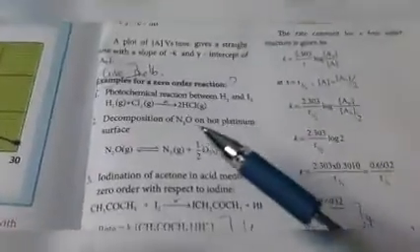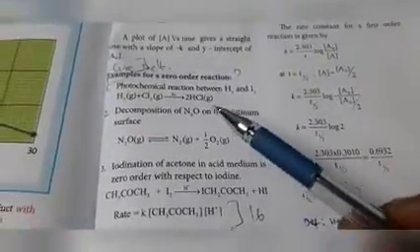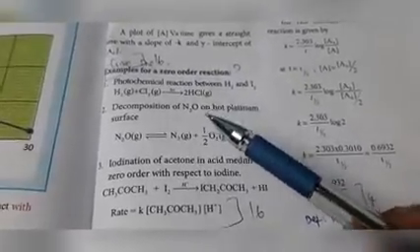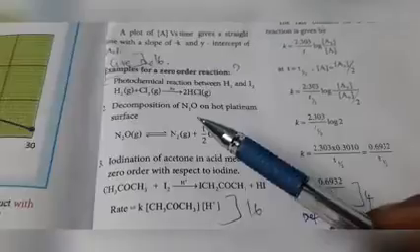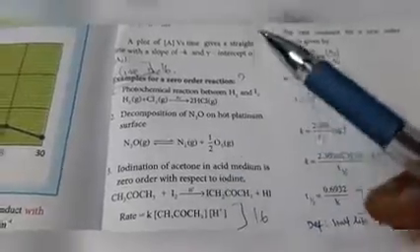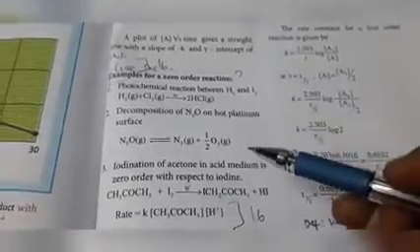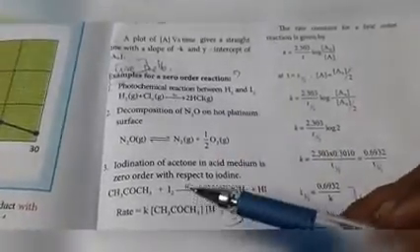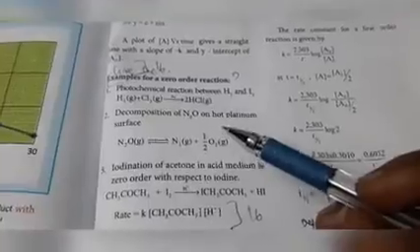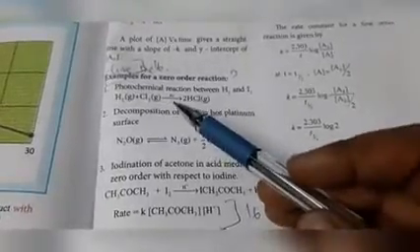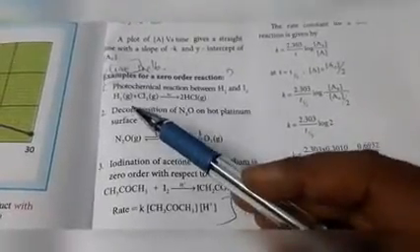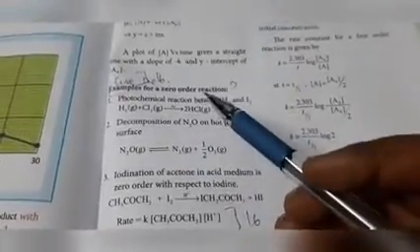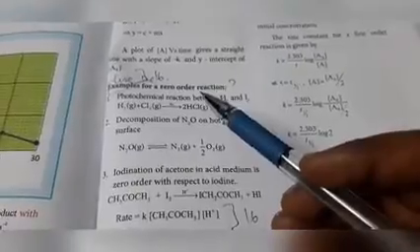So first example, H2 plus Cl2 gives 2HCl. Why is this reaction an example for zero order? Because this H2 and Cl2 won't influence the rate of the reaction. Energy only affects the rate of the reaction. So the rate depends only on energy, not reactant. So this is the example for zero order.